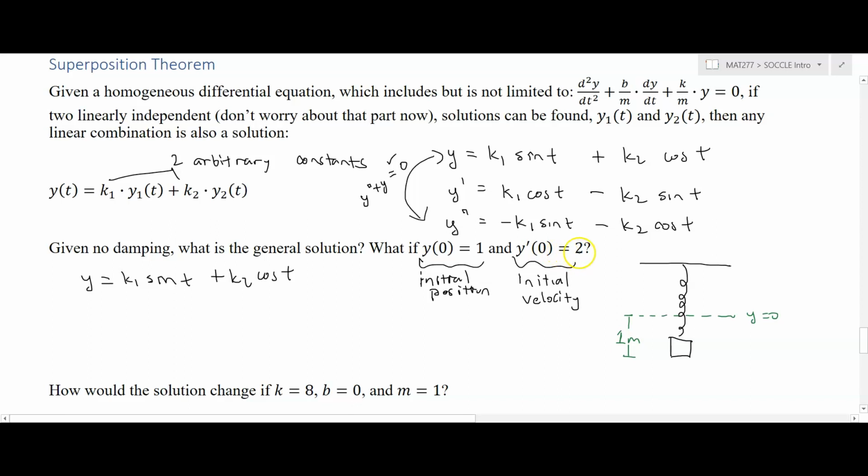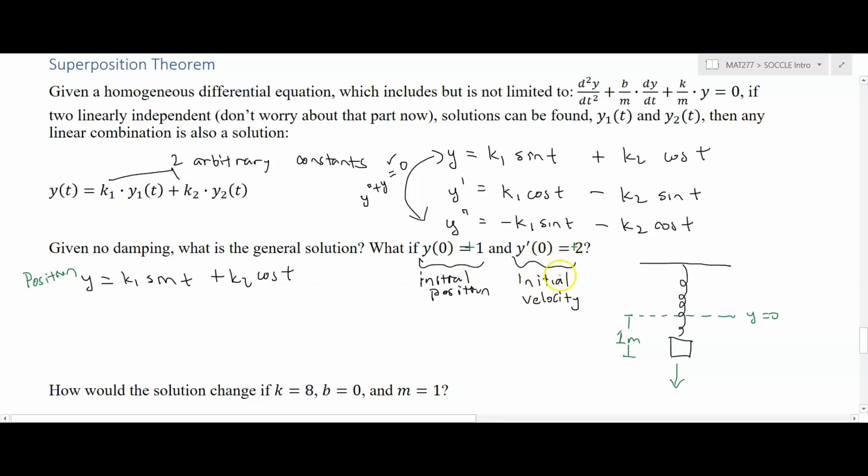Also, y prime of 0 equals 2. It's a positive number, which means it is going to continue stretching. So when we press play, that spring mass system is going to continue moving downwards. So how do we actually work with these two initial conditions? Well, the first one is a value of the position, and this is my position function. This initial velocity is a value of the velocity function, which is the first derivative of position.